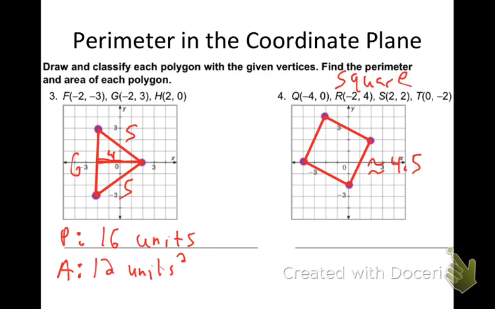So approximately then, what is my perimeter? My perimeter comes out to be approximately 18 units. Which then means my area comes out to be approximately what? How do you find the area of a square? Multiply them. 4.5 squared. So what do you get? 20.25 units squared. Nice job. That is correct.